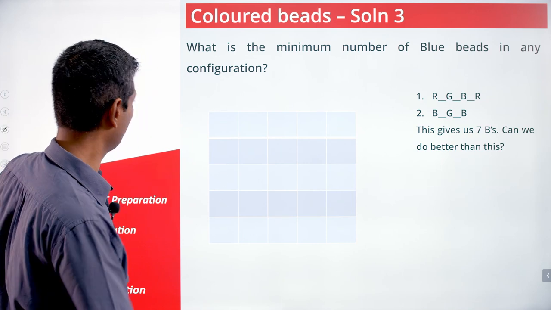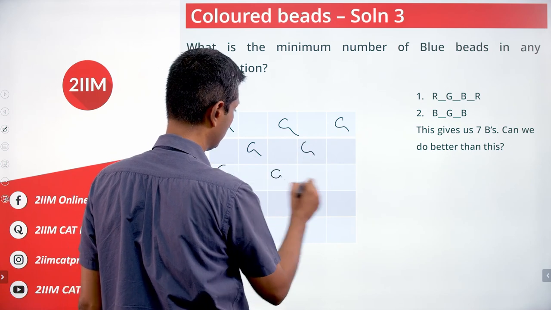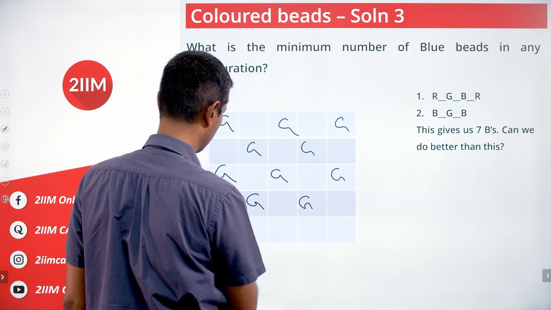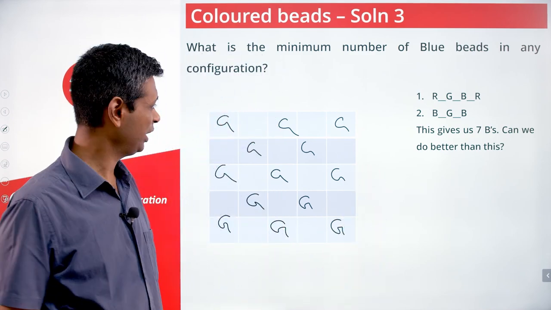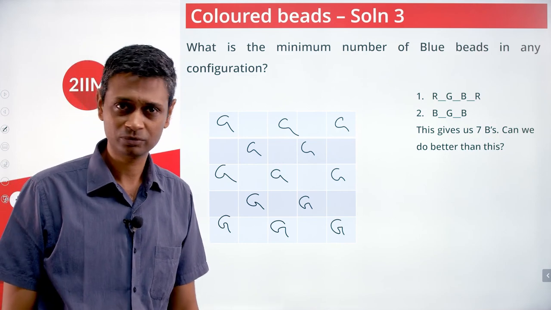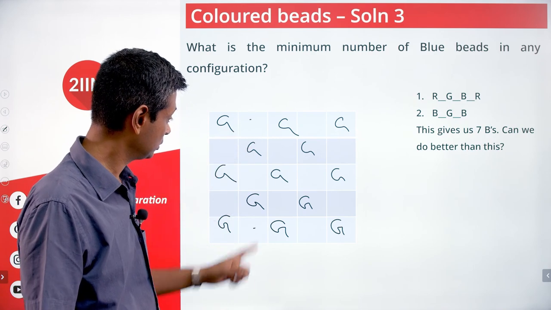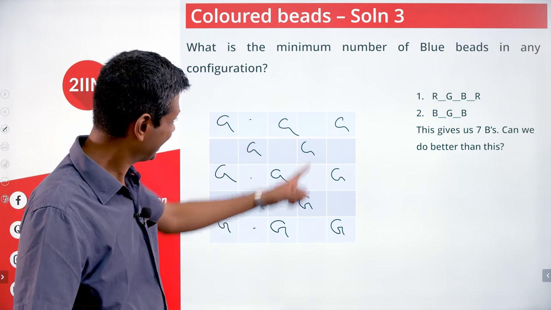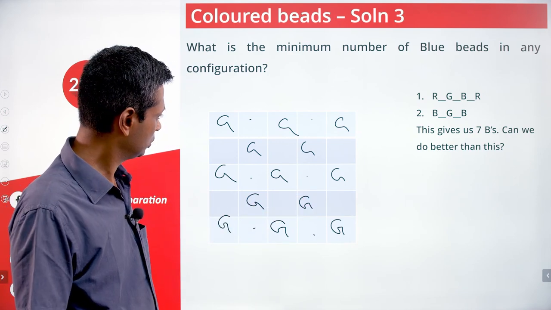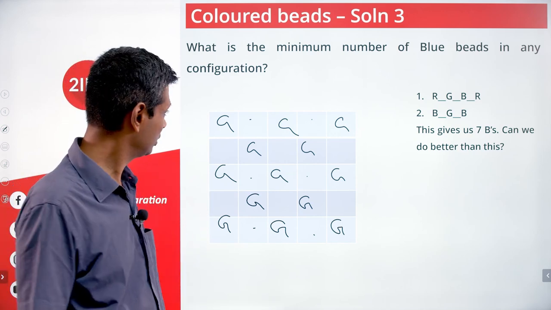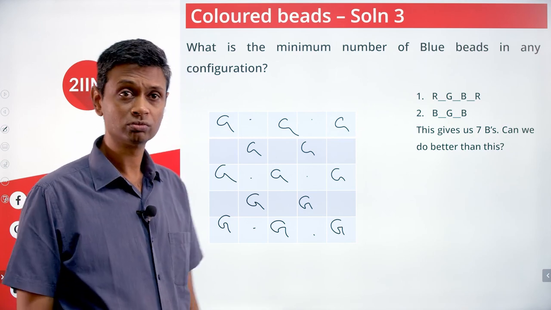So put all greens here. Green, green, green, as many greens as possible. We need to accommodate 6 reds. And so, where can we do that? Maybe we can put a red and a red here, put a blue in between. A red and a red here, put a blue in between. That way we'll have 4 reds coming into the picture. We can have 2 more reds somewhere. Then we are through.